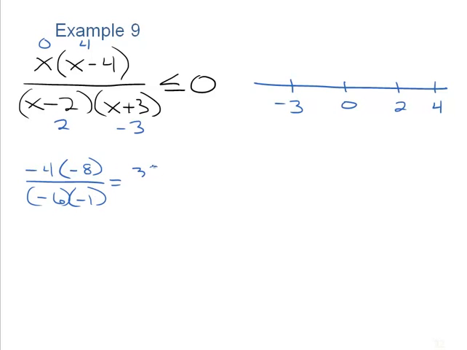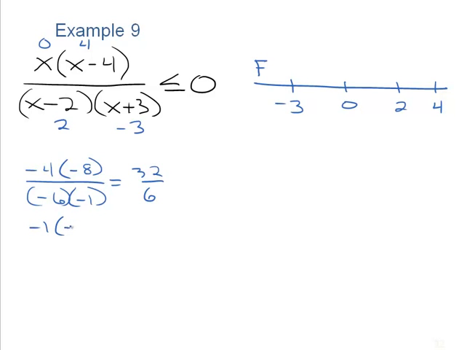So I get 32 over 6. Right? Because that becomes positive, that becomes positive. That's a number that's bigger than 5, so it's not less than 0. That's a false. Then I go to between negative 3 and 0, so let's just do negative 1.